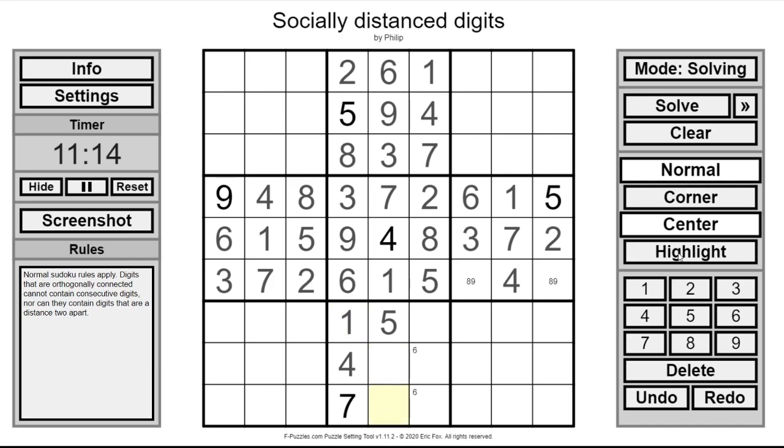2 can't go next to a 4, so the 2 in this row must be here. And now we've got a 9 left, I think? No. An 8 left. 8 affects 6. 1, 2, 3 remains. 3 can't go next to a 5. And that's the 9.